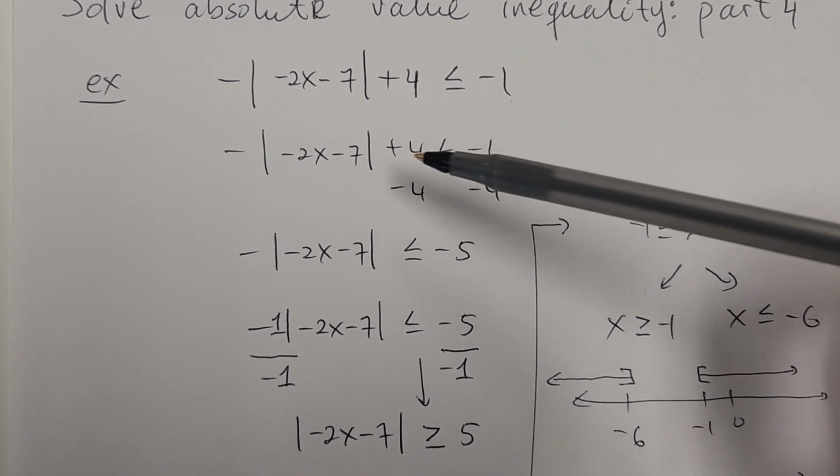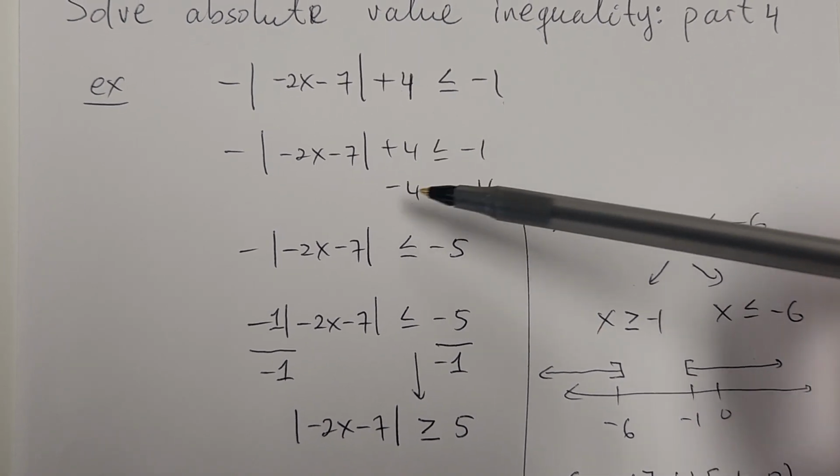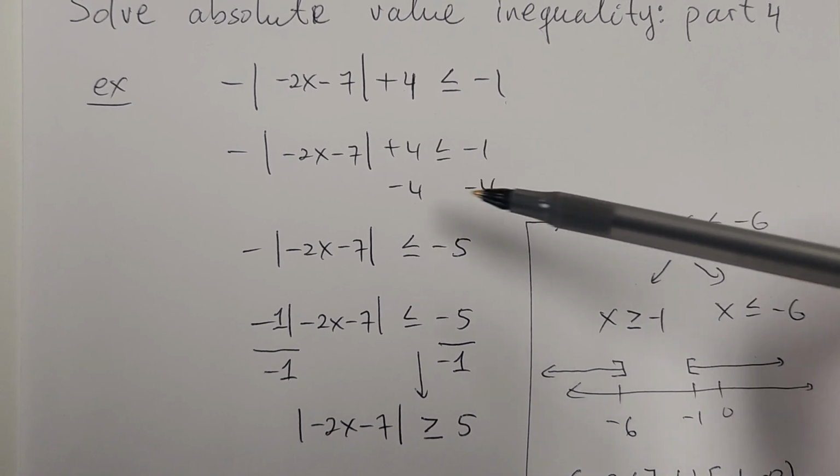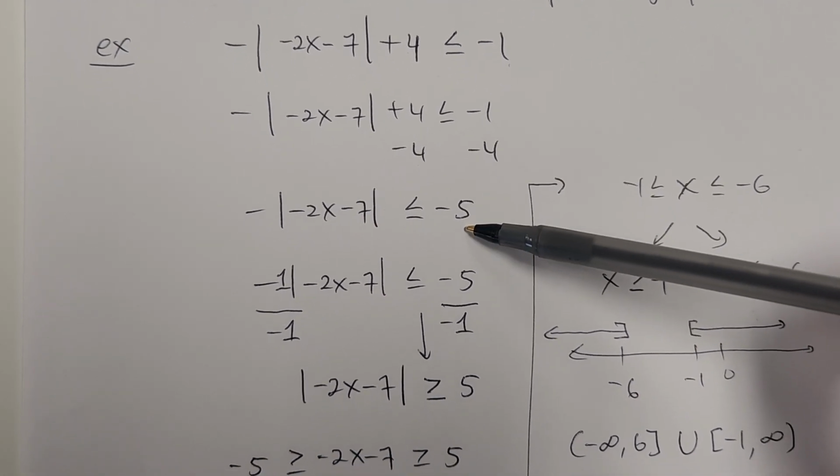The reason why we subtract, because this is positive. Okay, if this was negative, then you will add. Okay, so be very careful. So subtract 4 both sides, and that gives me -5.